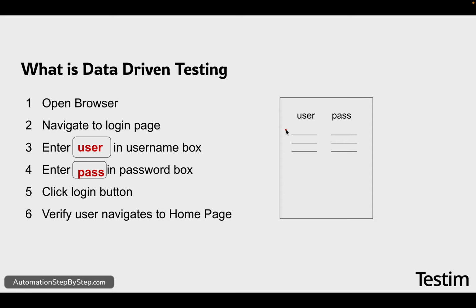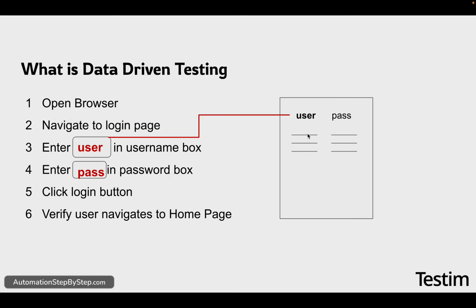So let's say I want to run this test 3 times with 3 sets of data of username and password. So I will add 3 sets of username and password here, and then while execution, the username will be referred from the user column of the Excel file. Let's say this is an Excel file.